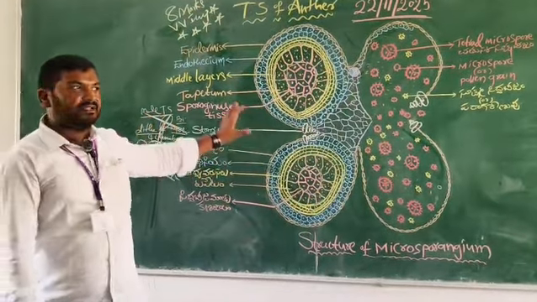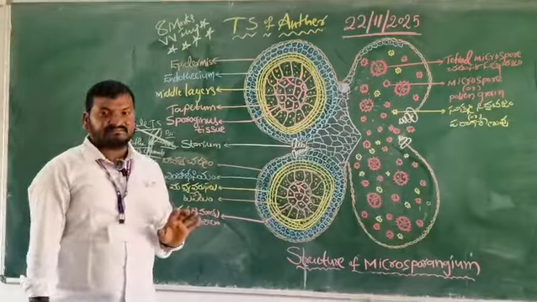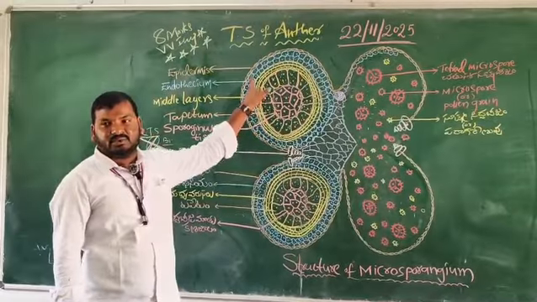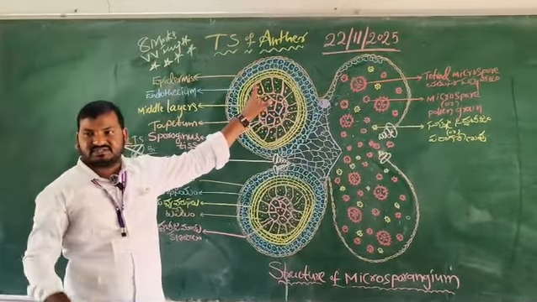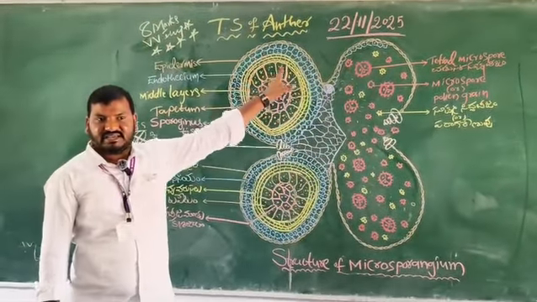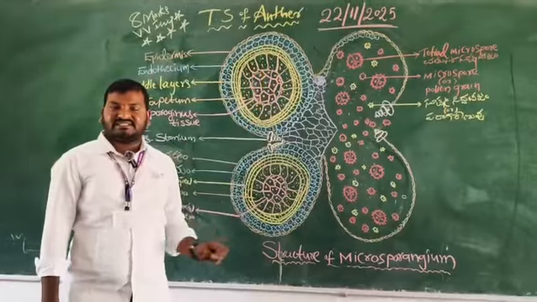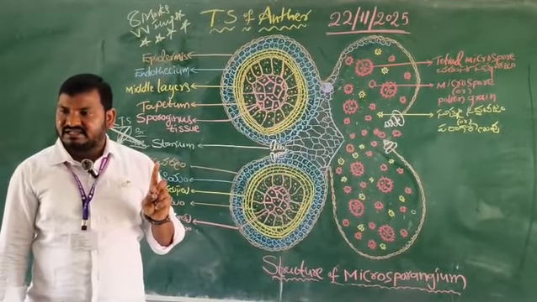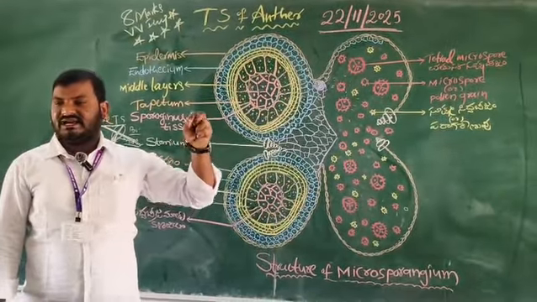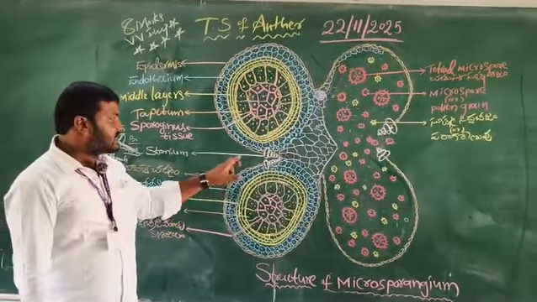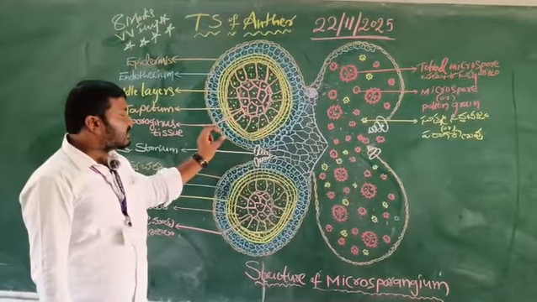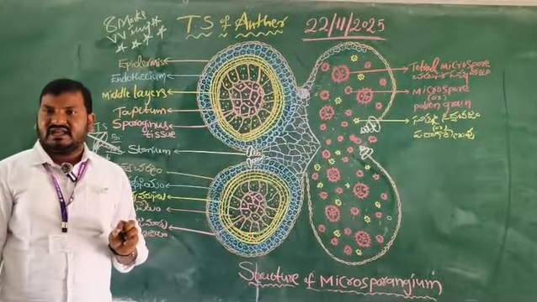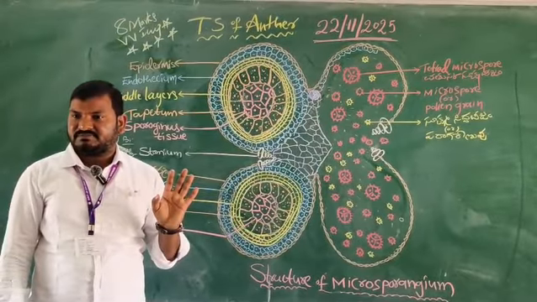Okay, now coming to the first part, epidermis. The epidermis is the outermost layer, present outside. This epidermis is a single layer in nature. The cells are arranged close to each other, side by side, and there are no gaps.